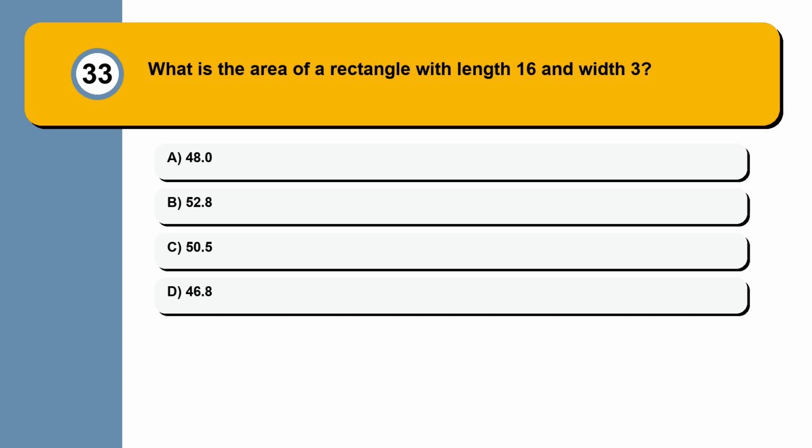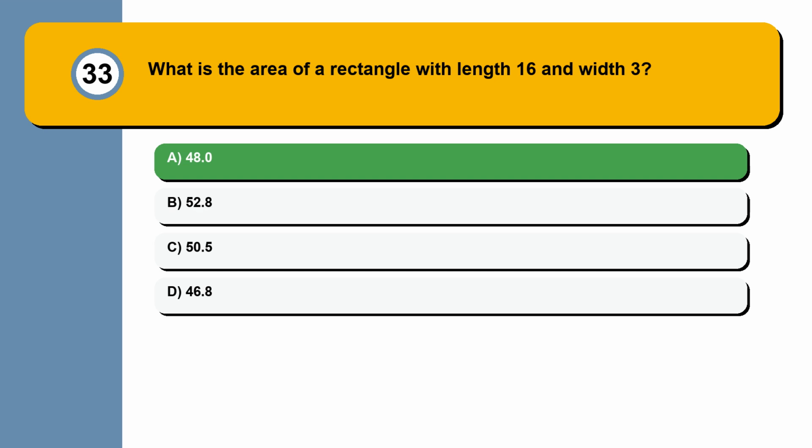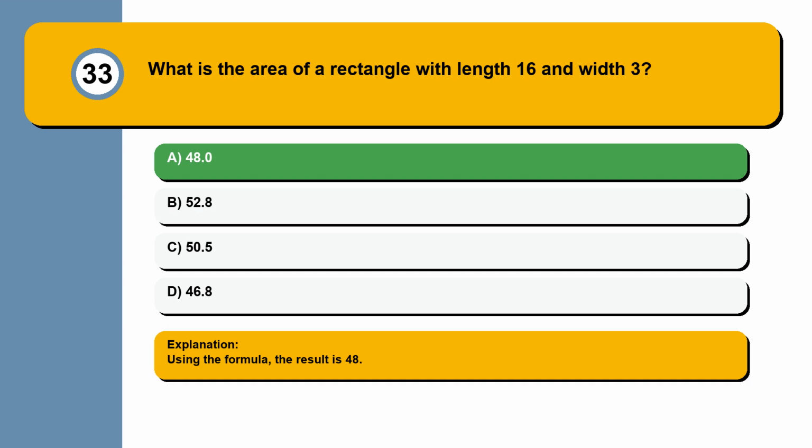Question 33. What is the area of a rectangle with length 16 and width 3? 48, 52.8, 50.5, 46.8. Using the formula, the result is 48.